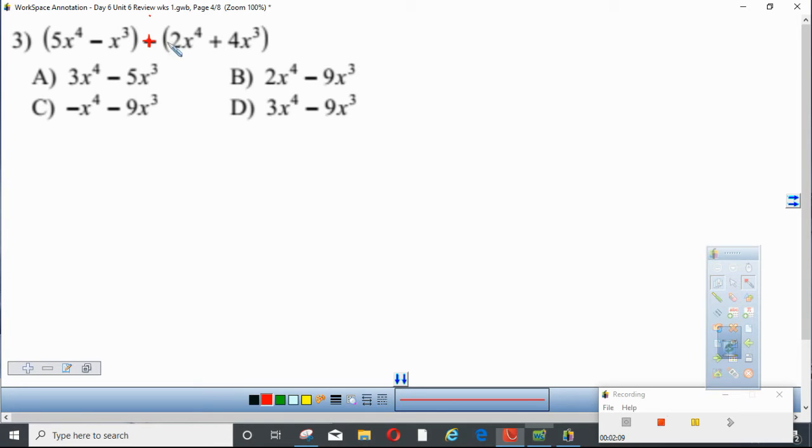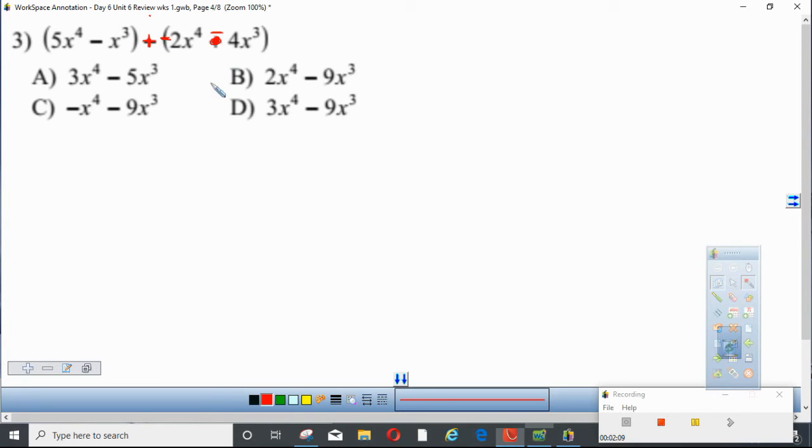If it's negative, it will change to a positive. If it's positive, it will change to a negative. So this is positive 2, so I'm going to change it to a negative 2. This is a plus 4, so I'm going to change it to a minus or a negative 4. All right, so we changed everything.